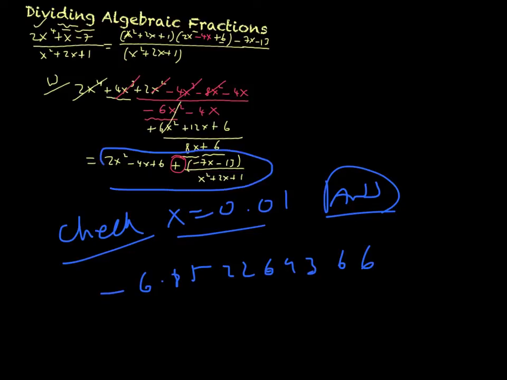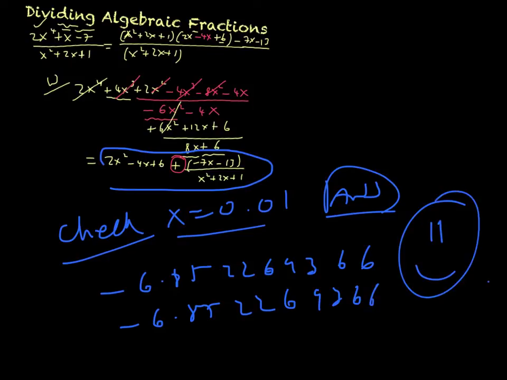Do the same for this, our final answer. So 2 answer squared minus 4 answer plus 6 plus minus 7 answer minus 13 over answer squared plus 2 answer plus 1. And we do get minus 6.852269366. So we're happy. That's good maths.